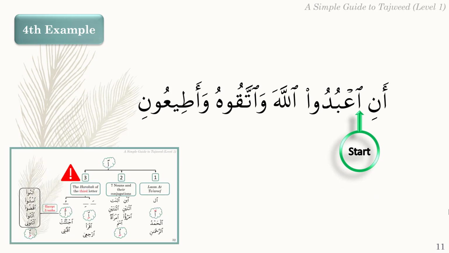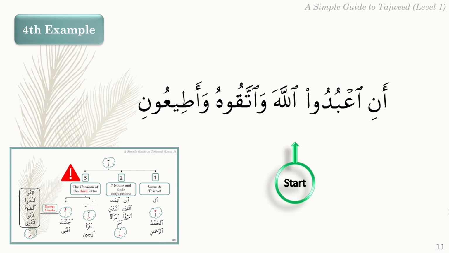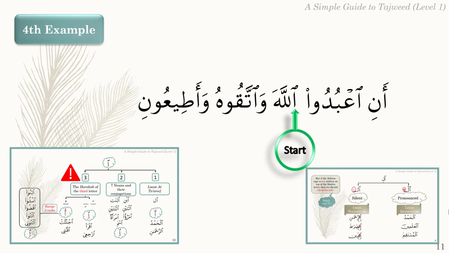Since Hamzat-ul-wasl is not followed by lam al-ta'rif and it is not one of the 7 nouns, we have to check the Harakat of the third letter. We find that the Harakat of the third letter is Dhamma, and it is not one of the exceptional verbs. So we will assign a Dhamma to Hamzat-ul-wasl in this word. أُعْبُدُوا.